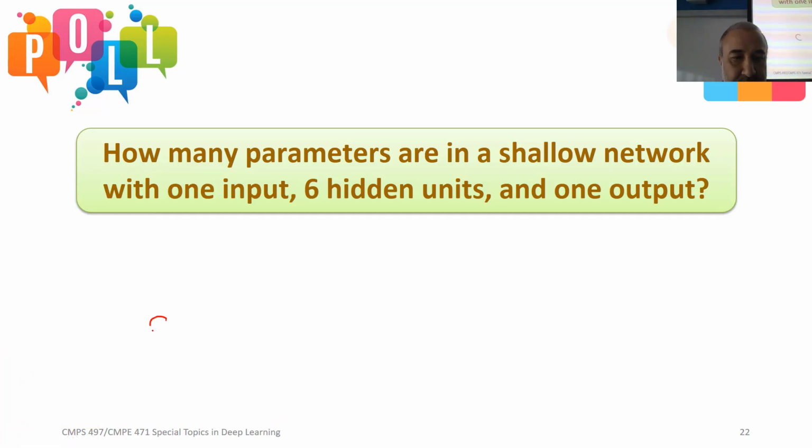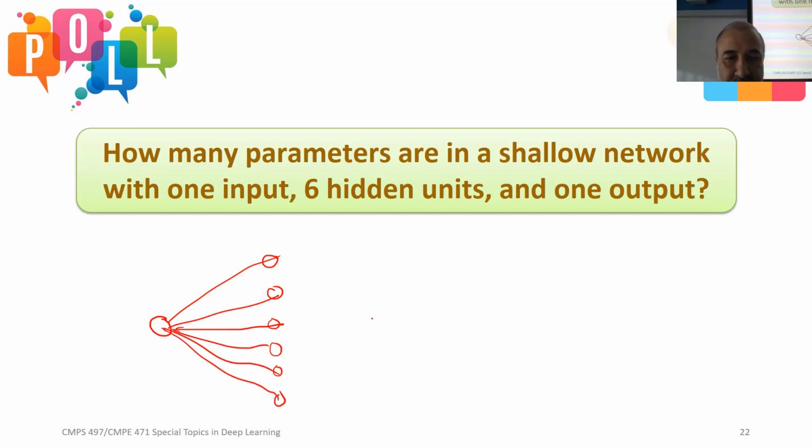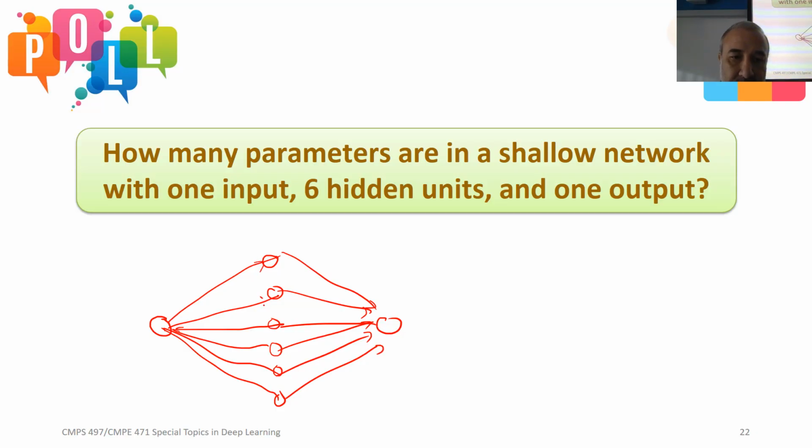So we have 1 input and 1, 2, 3, 4, 5, 6 hidden units, with links like that. And then we have 1 output. Okay, so that's the input, that's the output, and that's the hidden layer. How many parameters do we have? 19. Okay, why?